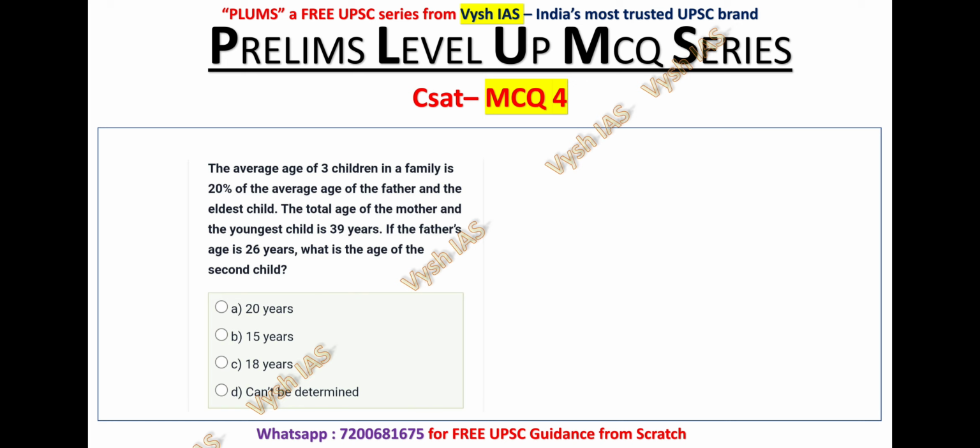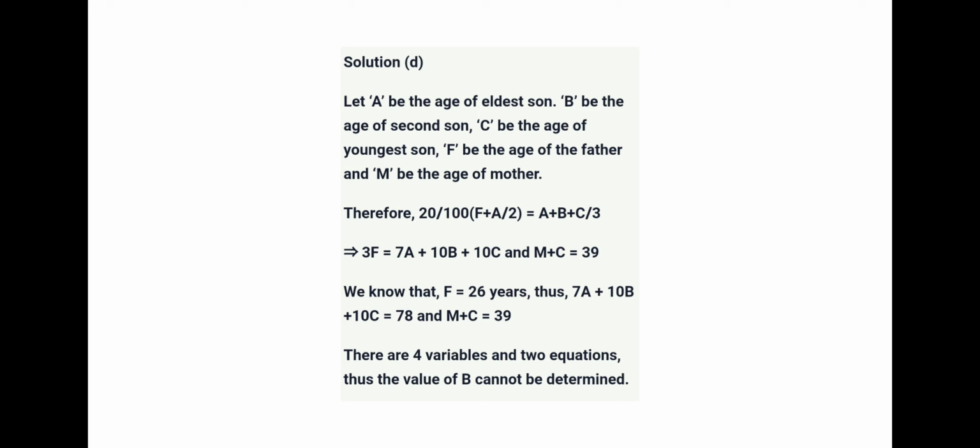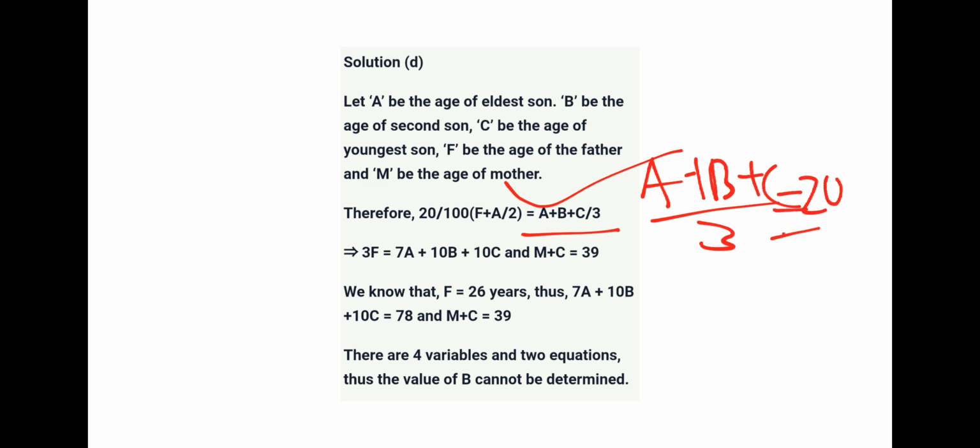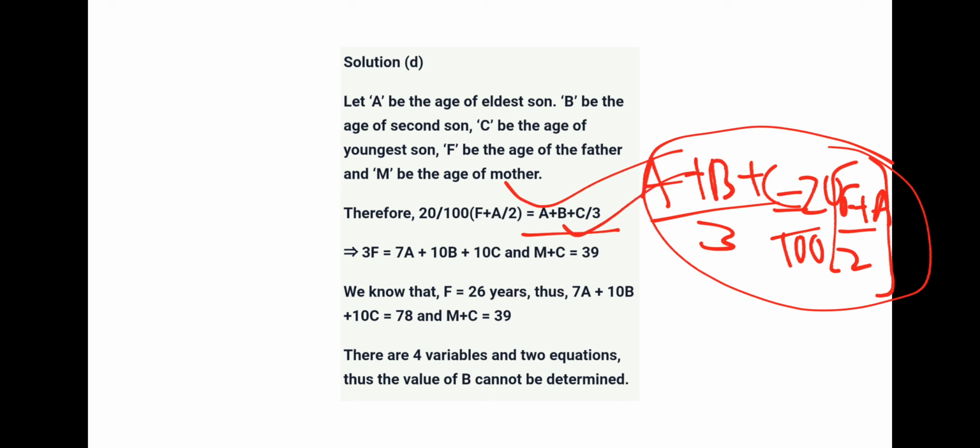So here one thing we have mistaken is, they have told that the 3 children's average is 20% of the average age of the father and the eldest child. So we didn't take by 2. Okay. So here in the solution they have taken the age of the children as A, B and C. We have taken C1, C2, C3. Whatever it may be, the same solution. A plus B plus C by 3 is equal to, according to the question, 20% of the eldest son and the father's average. So this is what we have written in the first step.